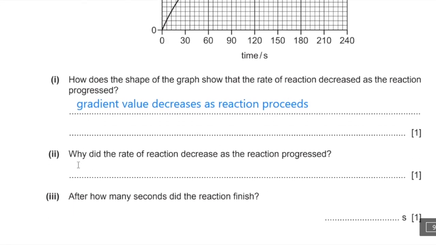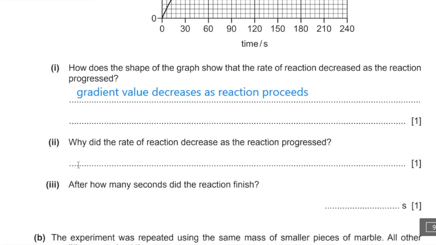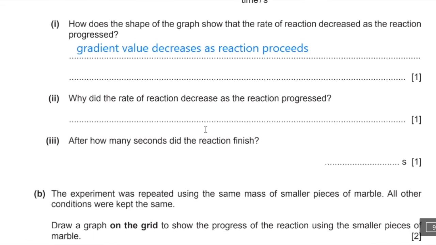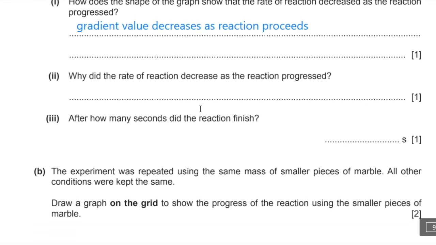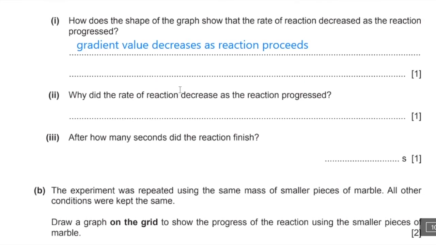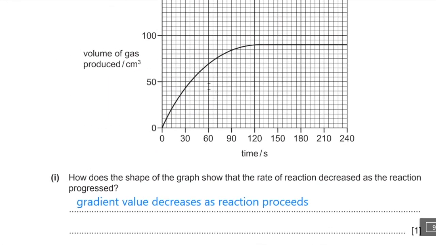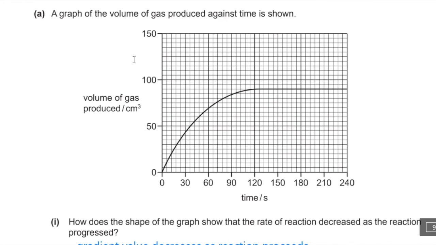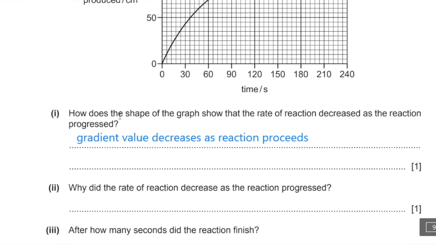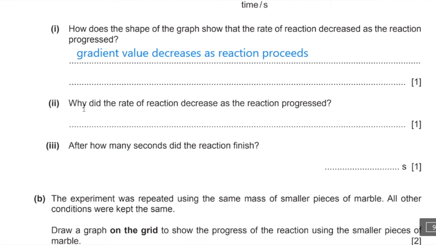2. Why did the rate of reaction decrease as the reaction progressed? So this question is regarding rates of reaction, and so you need to bring to mind all of the factors that affect rate of reaction, which include concentration, surface area, and all of that. And as the reaction proceeds, the limiting reagent, which in this case is dilute hydrochloric acid, gets used up, which decreases its concentration, and that affects the rate of reaction. So you need to mention this over here.